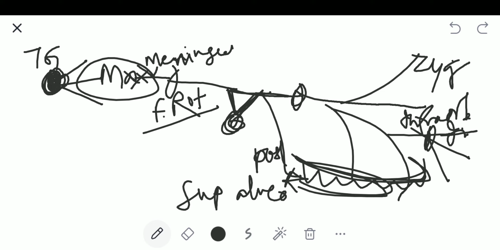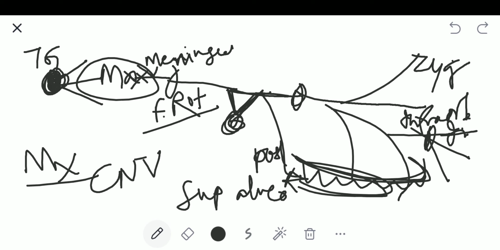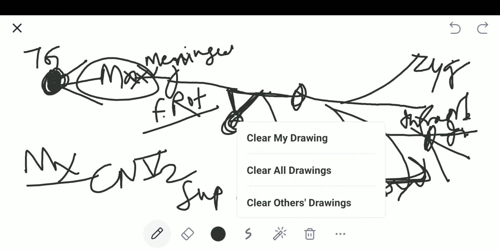You need not go into the details. They are supplying all small branches, but this is how is the distribution of the maxillary nerve. That is cranial nerve number 2 of the trigeminal. And if you talk about the mandibular, it is again simple.